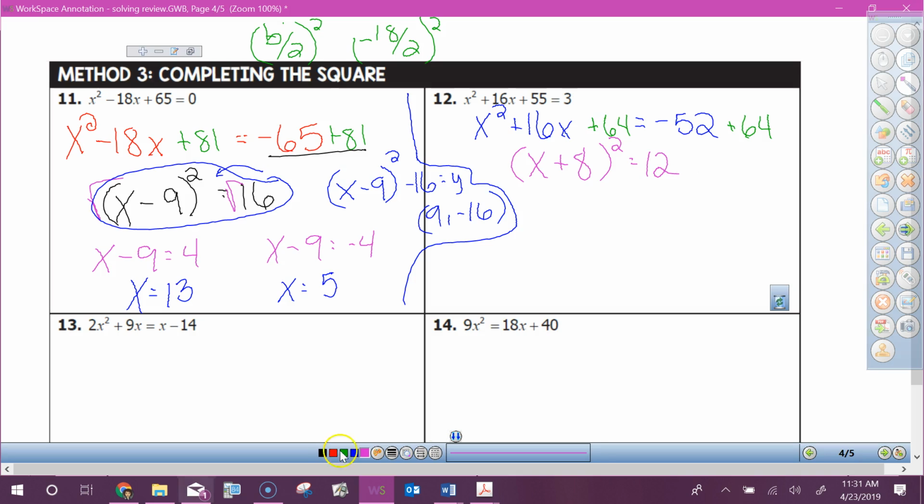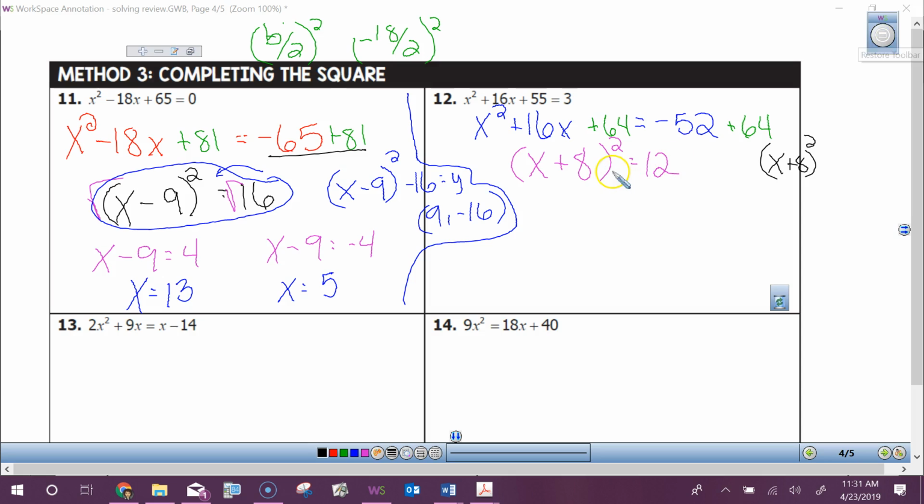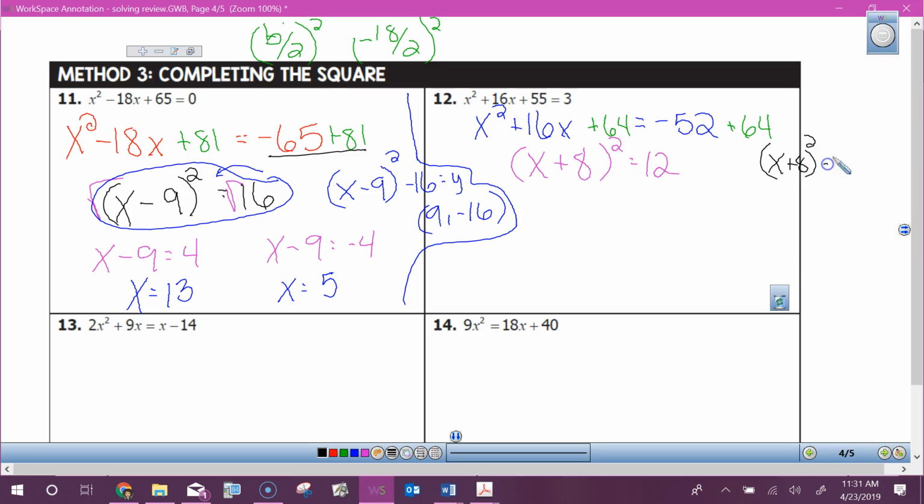Okay, so this is the point where you would find your vertex, if you're going to find your vertex. I'm going x plus 8 squared. If I move that 12 over, what do I have? Minus 12. So my vertex would be negative 8, negative 12.